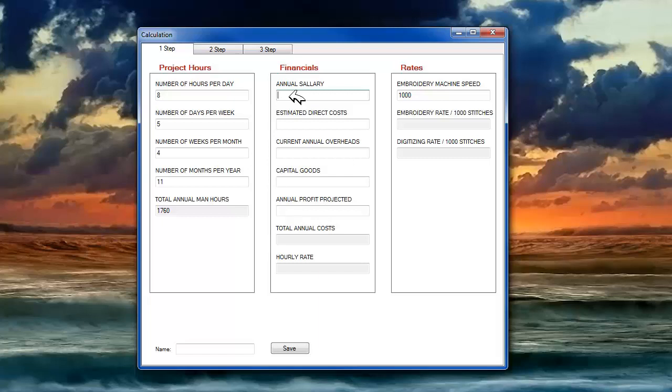The middle column works on annual costs, not on monthly cost. So please make sure that you put it in correctly. So estimate direct cost for the year.